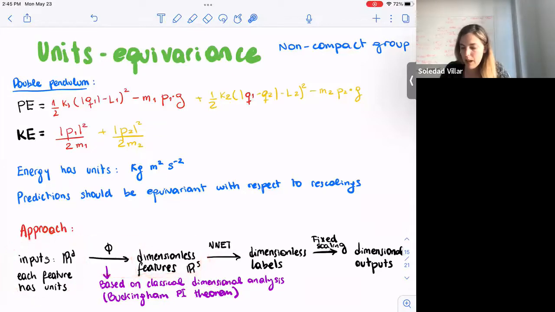So for instance, if you have the mass 1, mass 2, then both of them have units of kilogram, and then mass 1 divided by mass 2 is dimensionless. And then you construct a basis of dimensionless features, then you make a prediction on these dimensionless features, and then you scale back to the output with the right dimension.